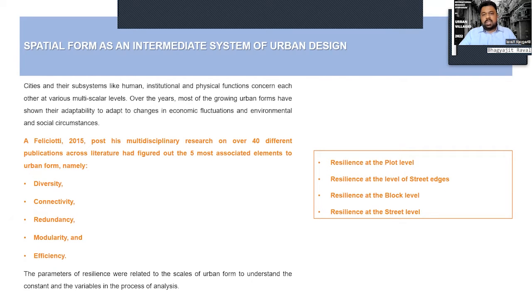Peri-Urban post his multidisciplinary research after 40 different publications across literature that figured out the 5 most associated elements to urban forms. And they are diversity, connectivity, redundancy, modularity, and efficiency. Now the parameters of resilience are related to the scales of urban form to understand the constants and the variables in the process of analysis. We have to check the resiliency at the plot level, at the level of street edges, resilience at the block level, resilience at the street level.